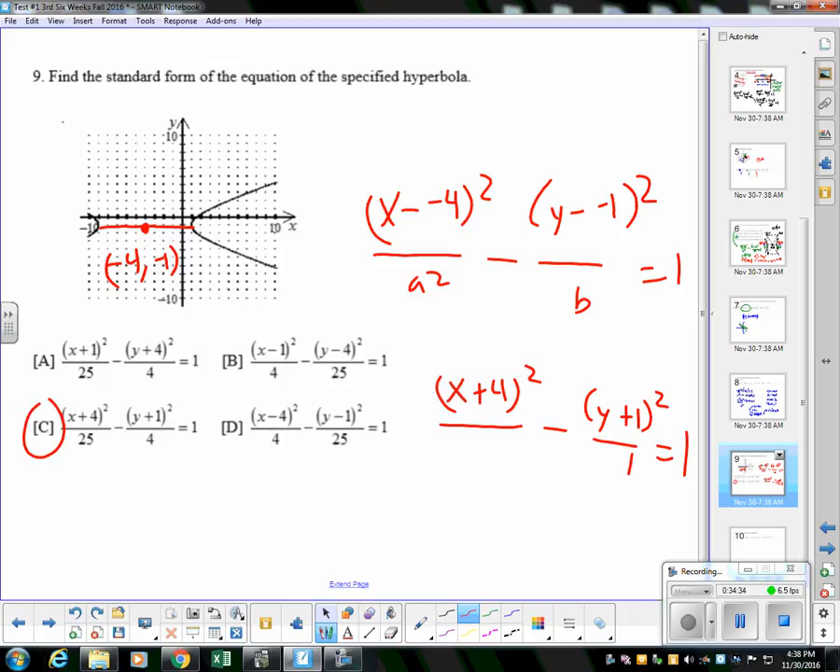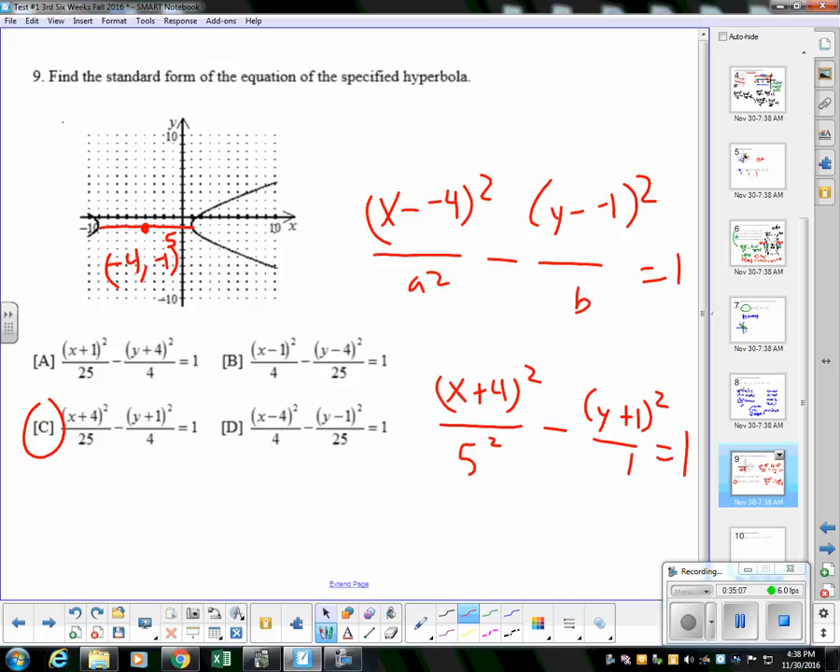That rules out everything but answer choice C, because everything else is in terms of x plus 1 or x minus 1 or something like that. Our equation should be x plus 4, y plus 1. Now, if we want to, we can go ahead and do the A and the B part of things. Remember, A is the distance from the center to the vertex. The distance from the center to the vertex is 5, so A has to be 5 squared.